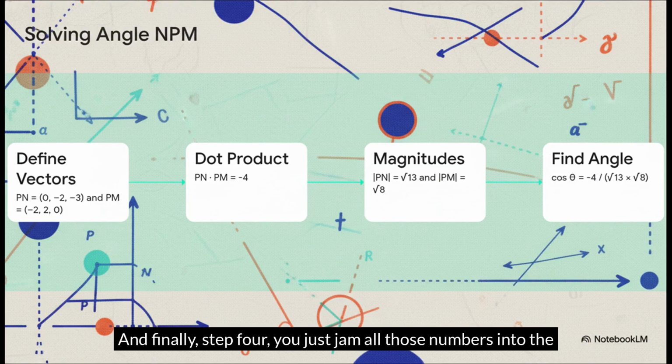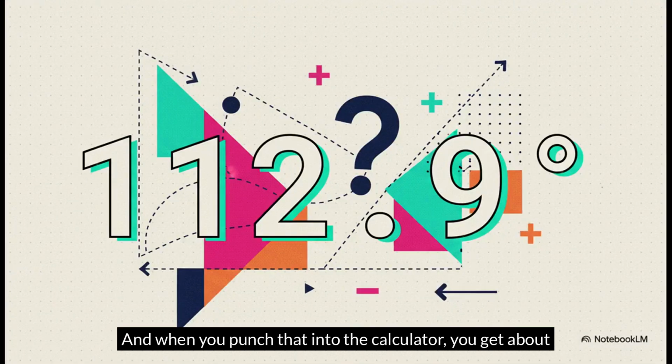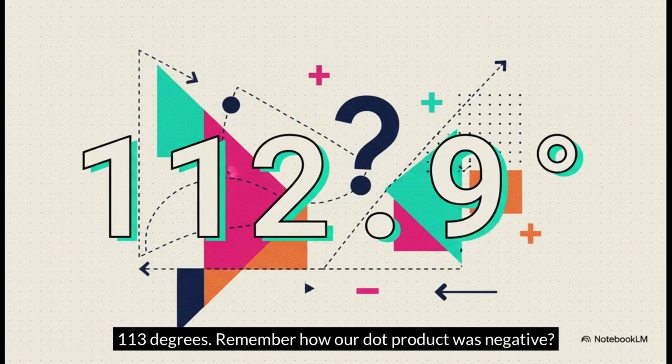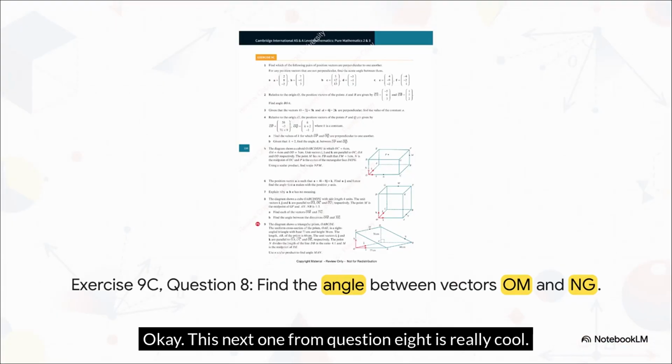And finally, step 4, you just jam all those numbers into the cosine formula. That's it. And when you punch that into the calculator, you get about 113 degrees. Remember how our dot product was negative? That was a dead giveaway that we were going to get an obtuse angle, something bigger than 90. It all connects.